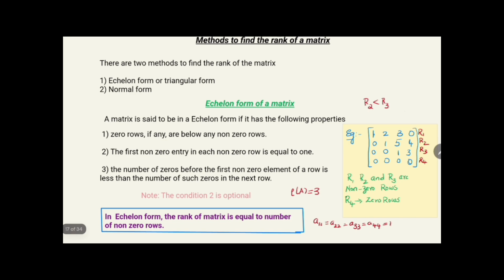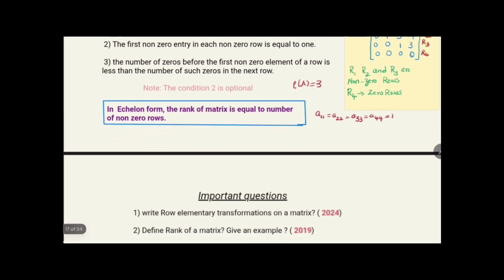And remember one thing, students, make a note that in echelon form only row elementary transformations take place, not column. Whereas coming to normal form, both row and column elementary transformations we are going to perform, but in echelon form only row elementary transformations. Clear, students, now?